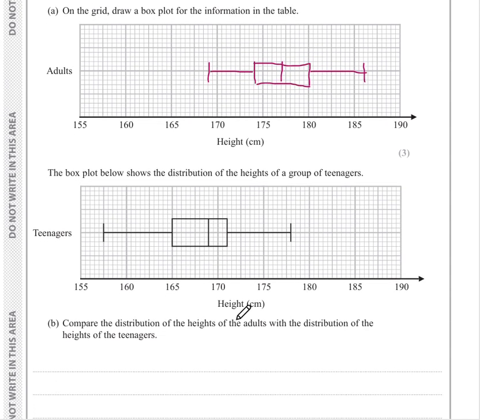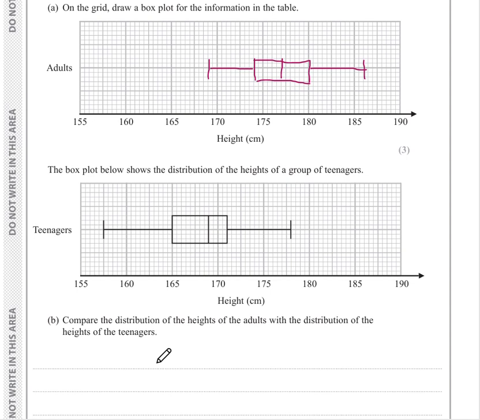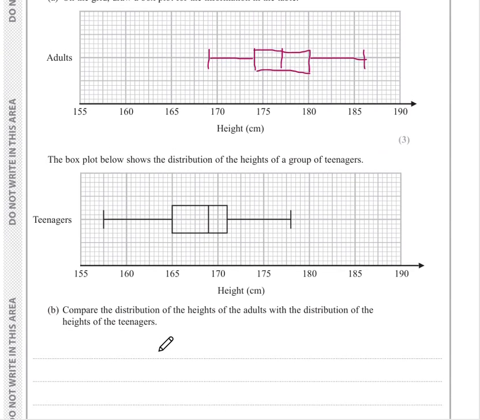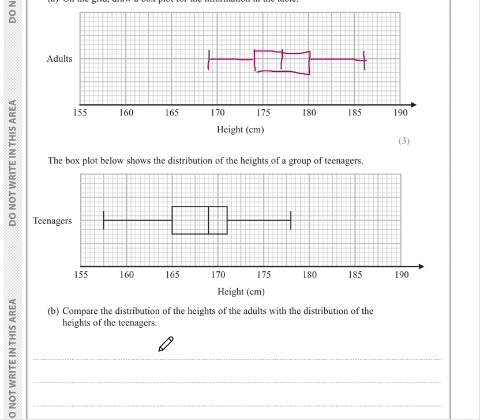Part B is asking to compare the distribution of the heights of the adults with the distribution of the heights of the teenagers. Whenever you get a question where you need to compare distributions, there's 2 marks allocated here. Really important that you don't end up just saying the same thing twice. So you want to, first of all, compare the median values. So let's have a look.